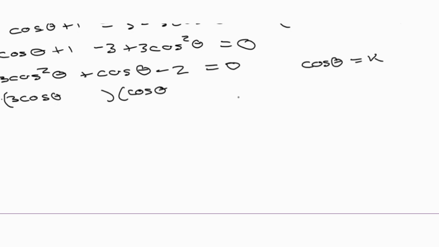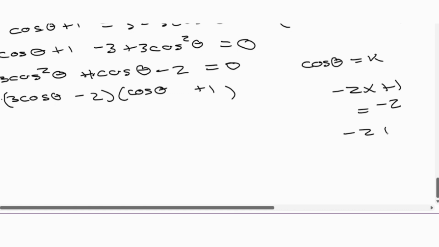Now, technically in front of this cos theta here is a 1. So basically what I'm saying now is what will multiply to give minus 2, but when we add them, will give me plus 1. That will be minus 2 and plus 1. Why? Because minus 2 multiplied by plus 1 is negative 2, but minus 2 plus 1 is negative 1. Easy.